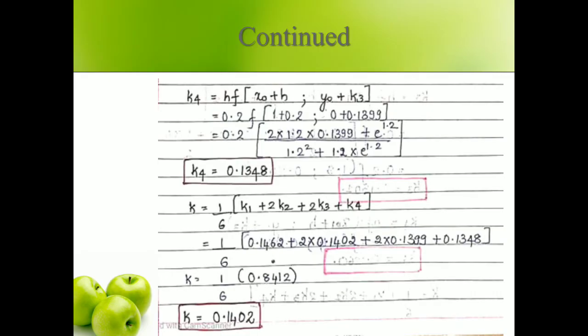k4 is equal to h of f x naught plus h, y naught plus k3. Substituting the values of x naught, y naught, k3 and h value, we get k4 equal to 0.1348. The whole k is equal to 1/6 of k1 plus 2 times k2 plus 2 times k3 plus k4.